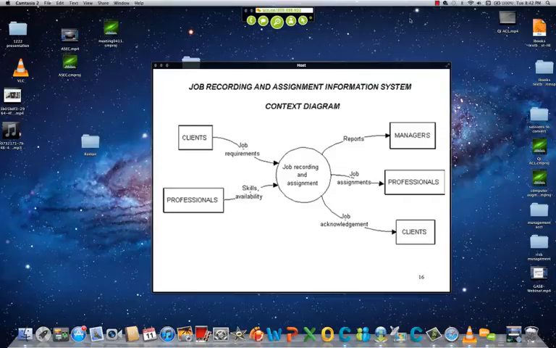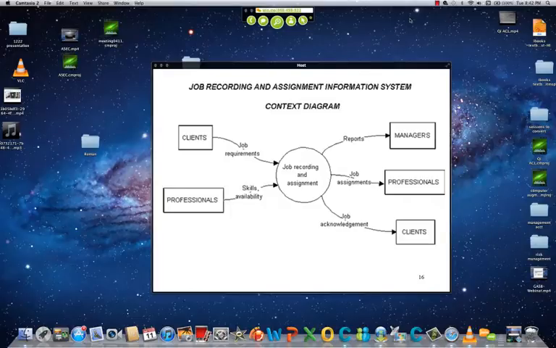Then you have outputs on the right side. So what are the outputs? Well, you assign jobs to professionals. Again, take a look at the arrow. It's also always facing to the right. So this is an output. You create reports for managers, and finally you create job acknowledgements to clients. This is called a high-level DFD.